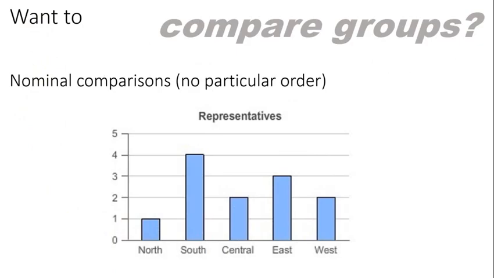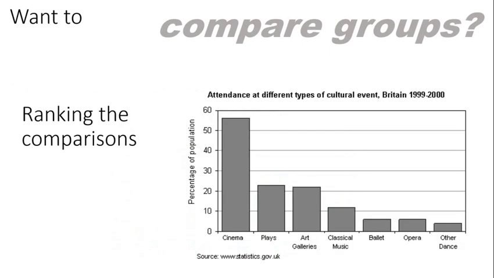Okay, do you want to compare groups? This is your classic bar chart, categorical data on the X and value associated with each on the Y. Here, it's a nominal comparison: north, south, east, west. There's no particular order to these. You certainly could rank these. Here's a ranked comparison. Notice how much easier it is to draw attention to the order that these are in.